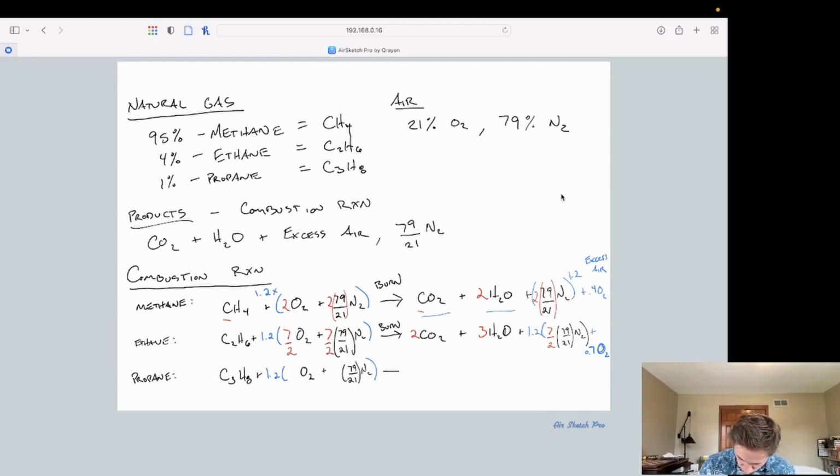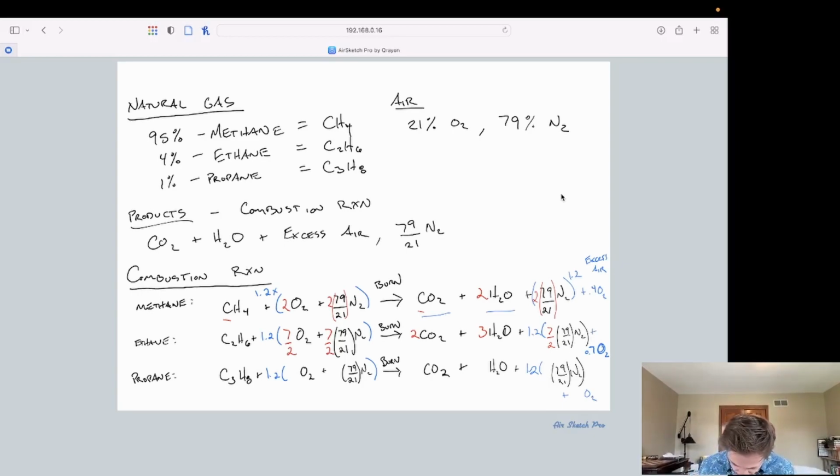Again, this is going to burn, and it's going to produce our carbon dioxide, our water, plus our excess air, whatever the ratio is going to be for our nitrogen. I have to write smaller, but here is our excess air. Again, everything in blue is the excess air. Now let's balance this out.